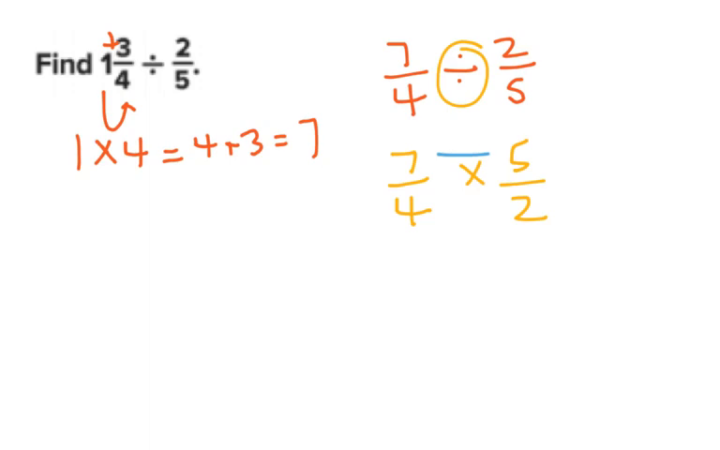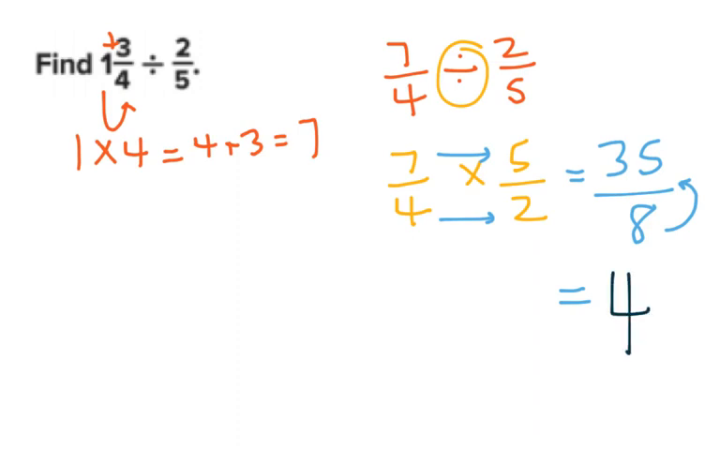Now we're going to multiply across the top, multiply across the bottom. All right, 7 times 5 is 35. 4 times 2 is 8. This is the final answer, but we don't want to keep it as an improper fraction. So we're going to change this to a mixed number. We're going to see how many times 8 can go into 35. We know that 8 can go into 35 4 times evenly. 8 times 4 is 32. So that means that we're 3 away, with 8 as our denominator.